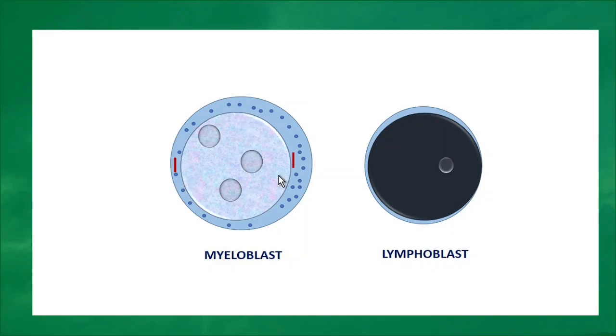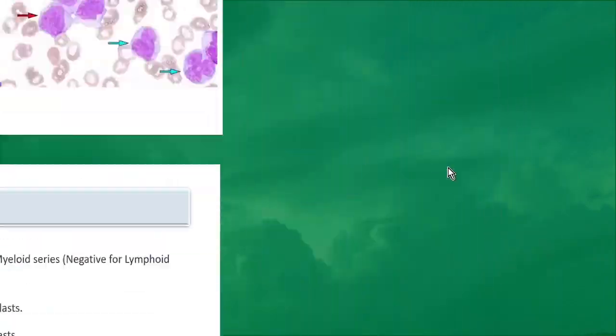Here, in the myeloblast, you can see this is representing an Auer rod, cytoplasmic granules, large nucleus, multiple nucleoli. In the lymphoblast, lesser cytoplasm, coarse chromatin, lesser number of nucleoli.